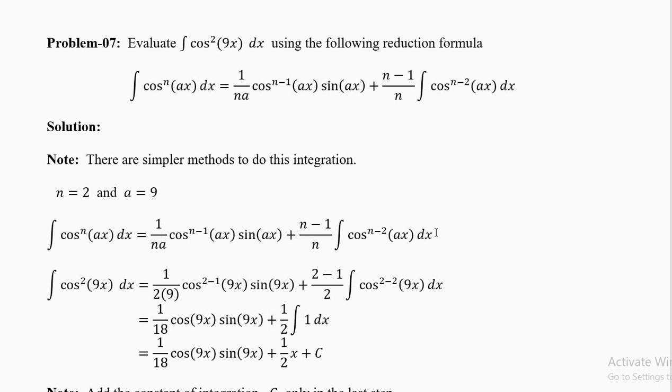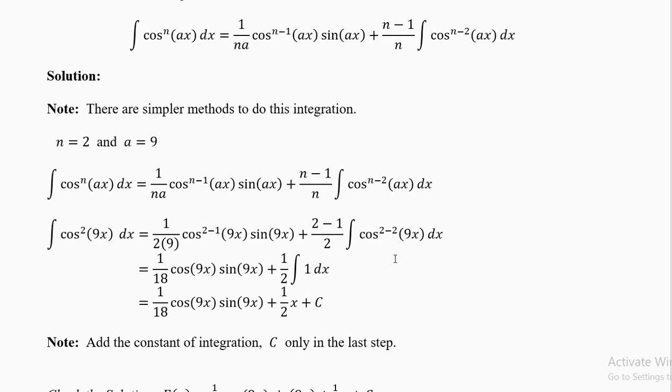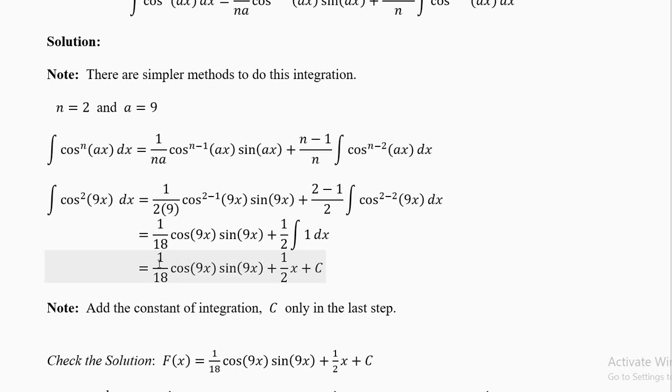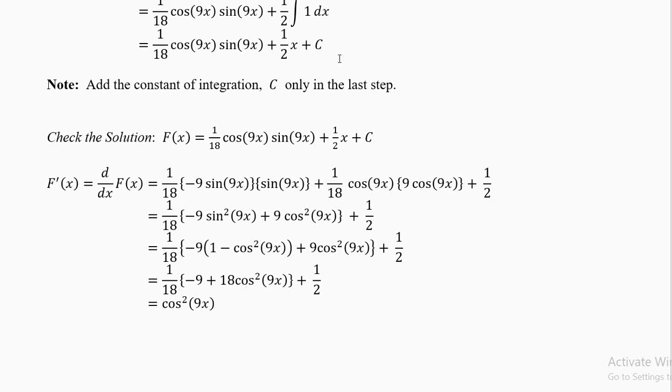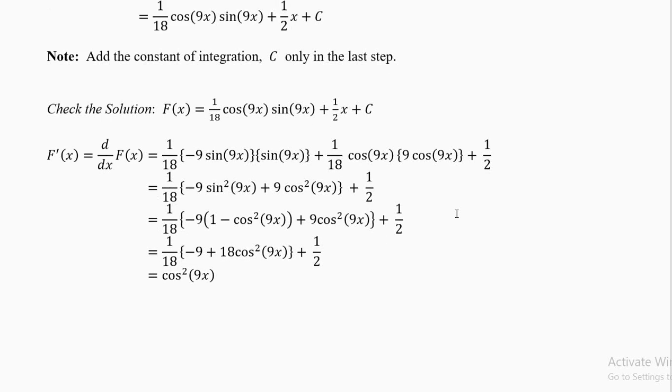Now let's look at the integration part. The integration part is n minus 1 over n, which is 2 minus 1 over 2, which is half. Cos power n minus 2. Cos power 2 minus 2 is cos power 0, which is 1. Now integration of 1 is x. So this is your integration. You can do some trigonometry on this, but we do not need it. And remember to add the constant of integration and check your answer by differentiation.